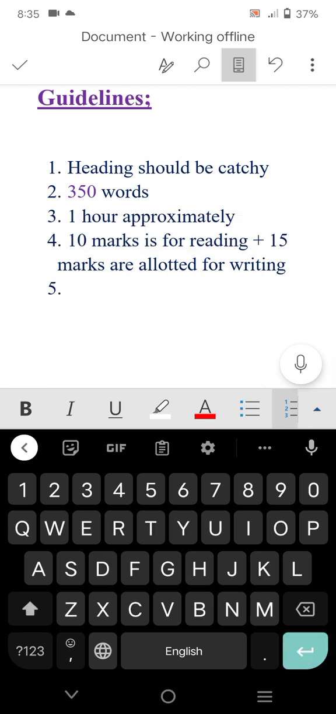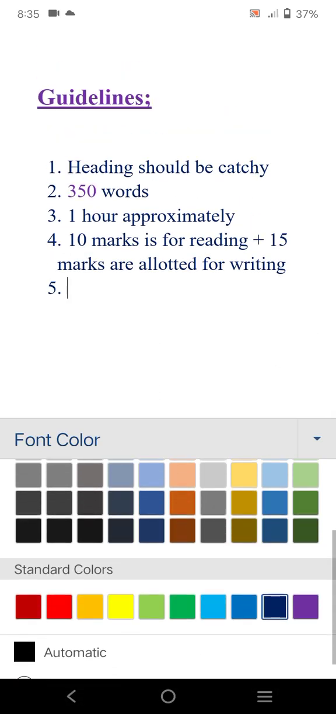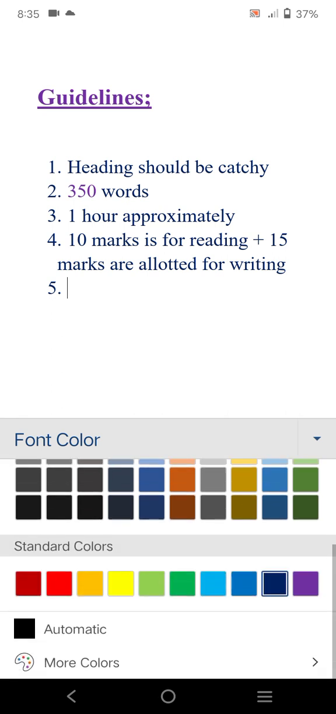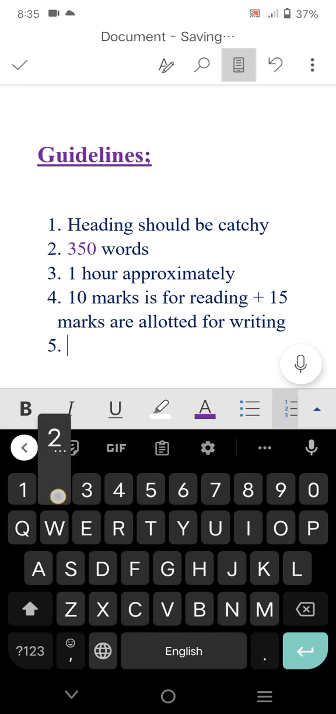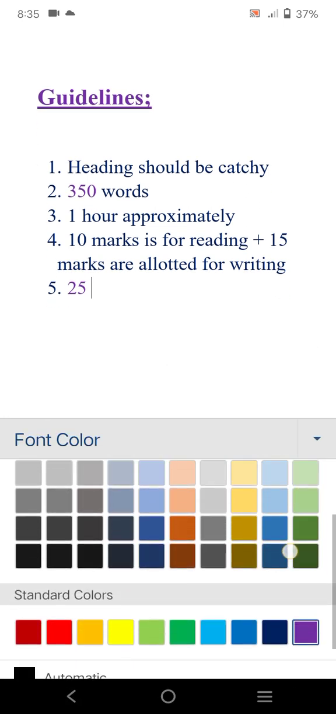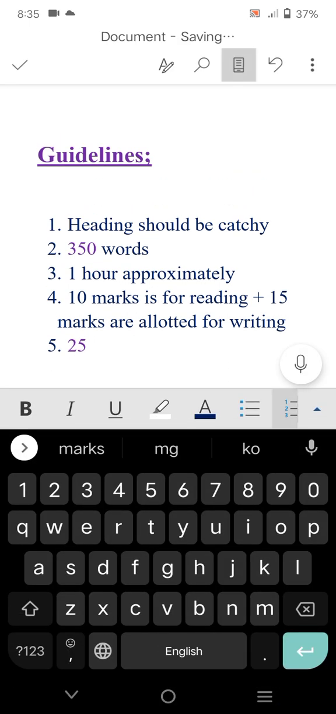The fifth guideline is basically that it holds out to be 25 marks. That is the most essential one to hold on to, because it needs to be written within 25 marks. And having good vocabulary, good content and proper structural form, you will earn a successful paper.